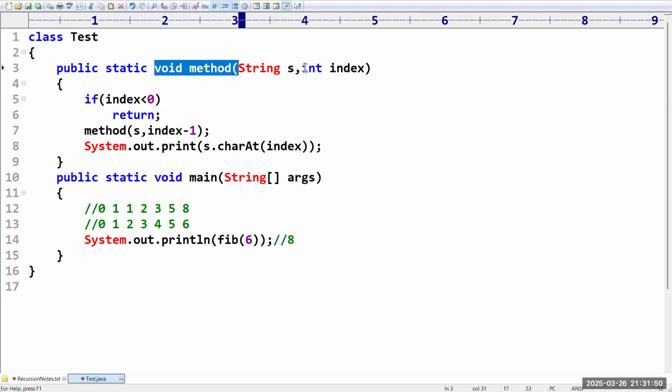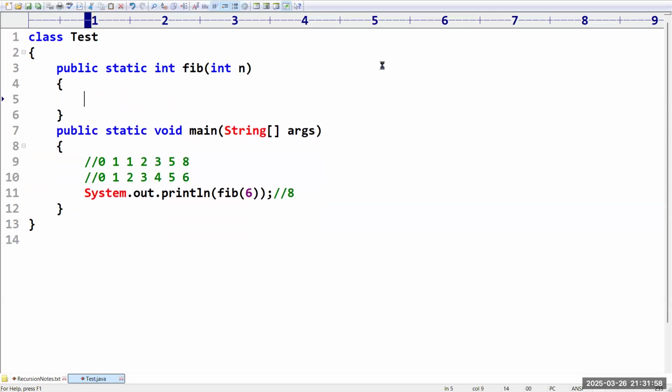For this, what do we need to do? We have to write a method with the name fib, taking one integer parameter. We need to write a program in such a way that it should print the value 8. Is the skeleton clear, guys? Yes, sir.